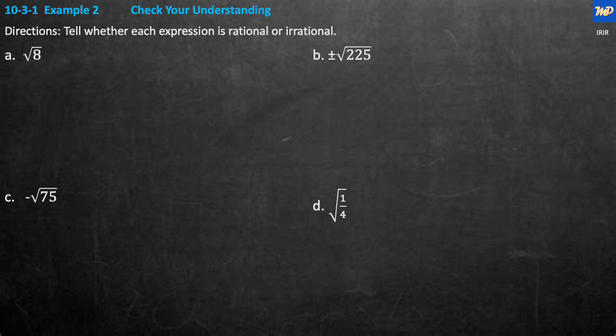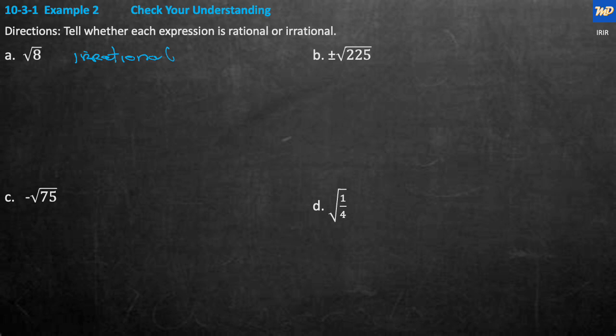So let's do it. What is the square root of 8? What times what will give you 8, so that you can take the square root of it and get that number back? Is this rational or irrational? Well, if you run it on your calculator, you're going to find out that it goes on forever. So this is irrational. How about B?